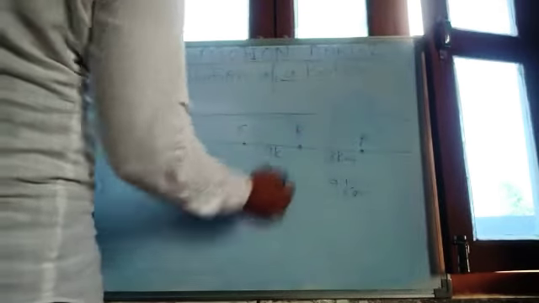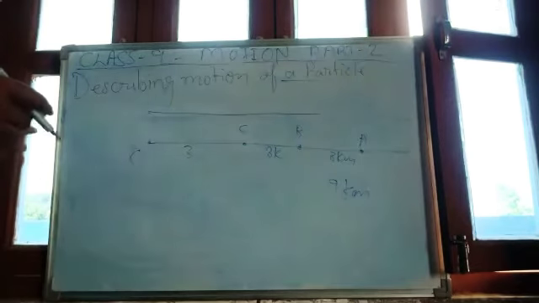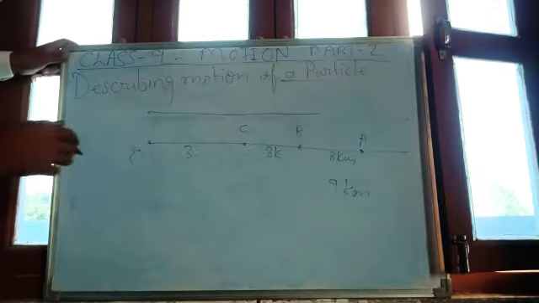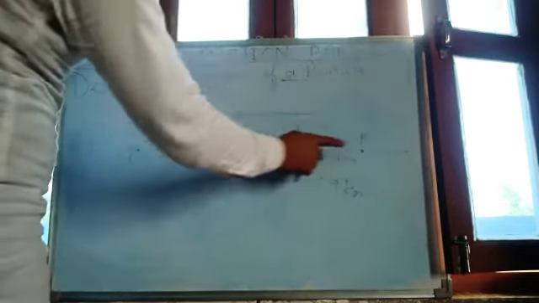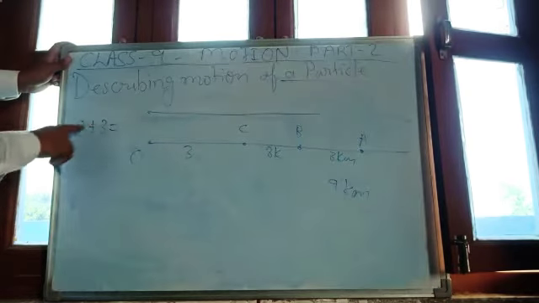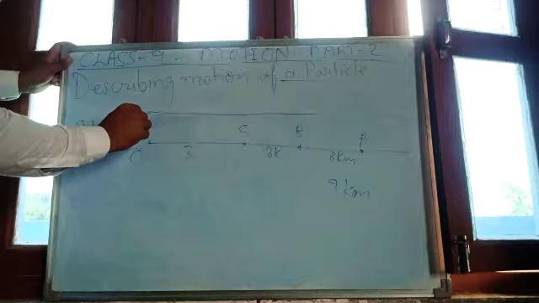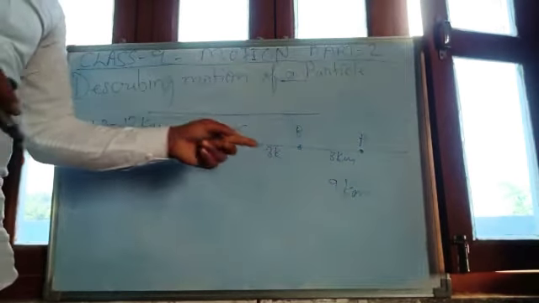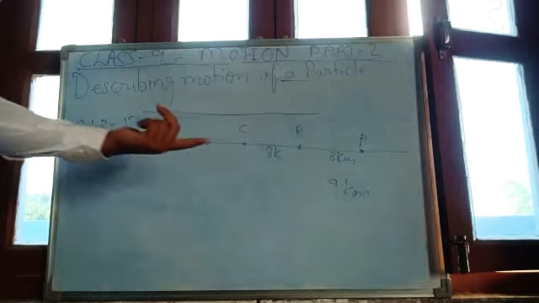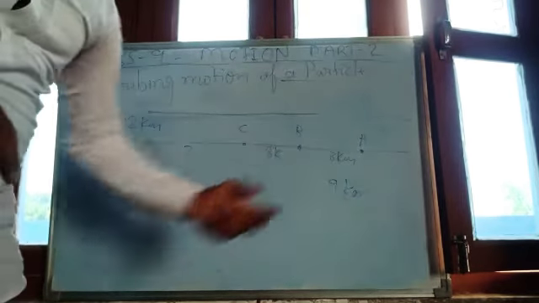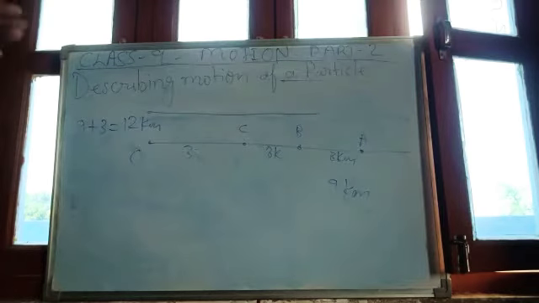Now again the same particle resumes its journey from A to B. What will you say is the total distance covered by the particle? You will say this was 9 and 3 again, 9 plus 3, that is 12 km. In the first case, the total distance covered by the particle was 9 km and the distance between initial and final position was 9 km, meaning both were the same.